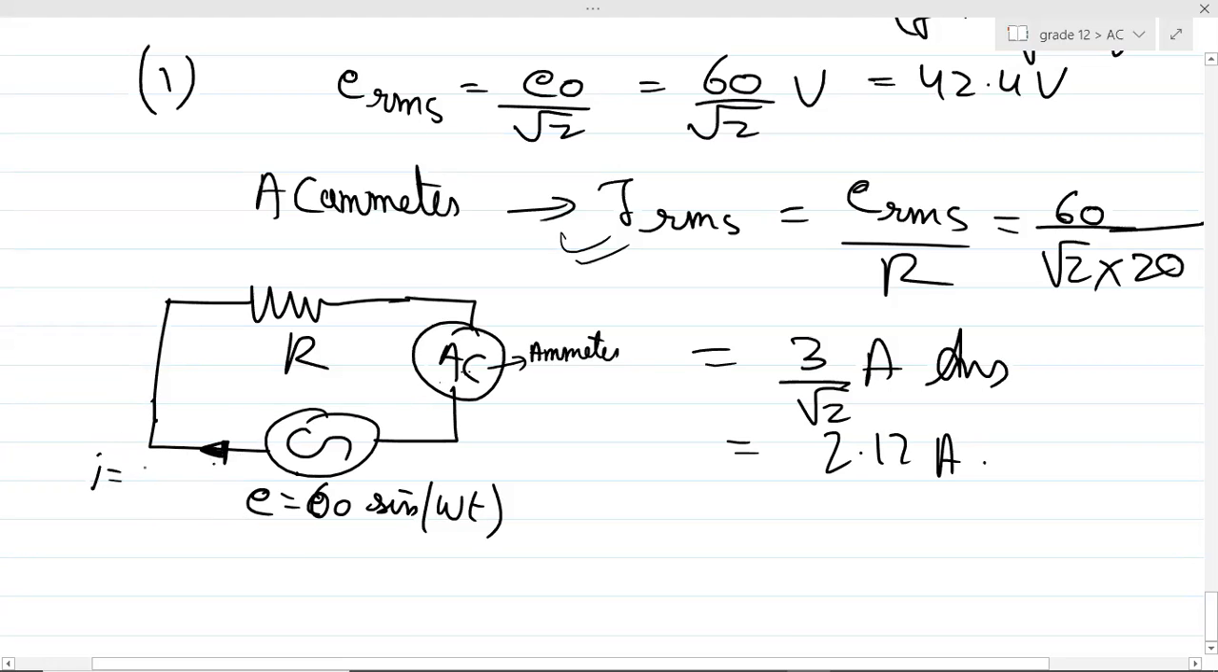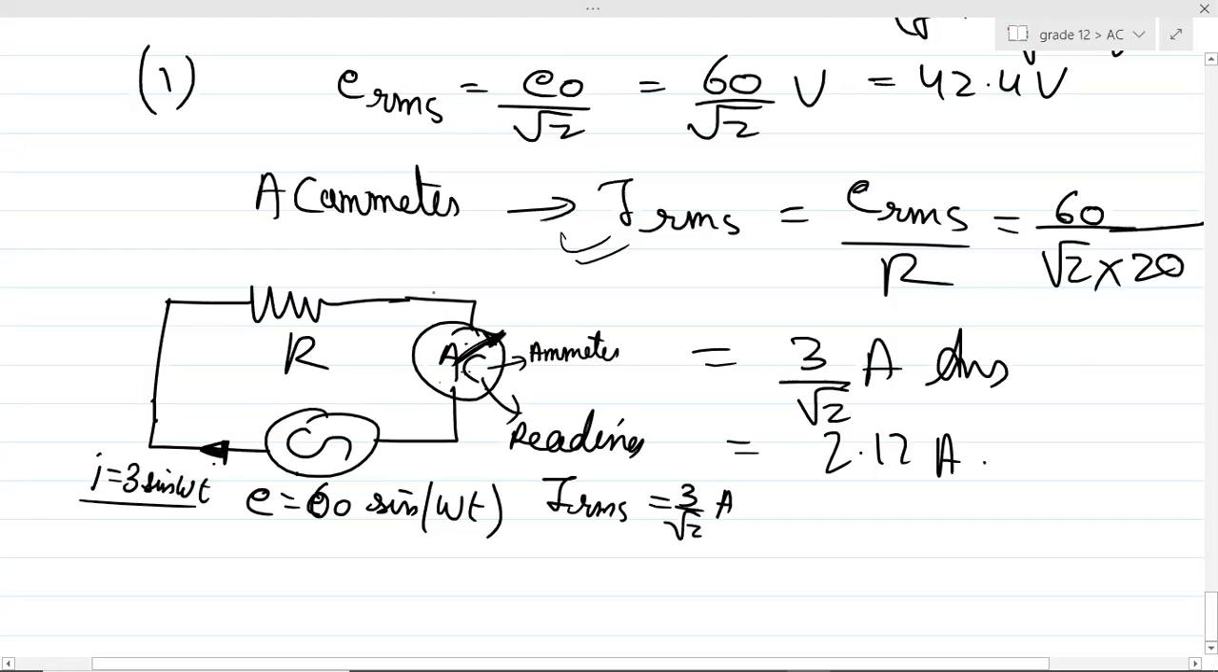The current is going as 60 divided by 20, how much? 3 sine omega t. The current will be flowing like this, but this ammeter will read what? IRMS, which is basically 3 by root 2. So basically, the needle will be pointing only to one particular measurement. The needle will not fluctuate. It will just point to one particular value, which is equal to the RMS value. So by measuring the RMS value from this AC ammeter, you try to find out what the peak value is.